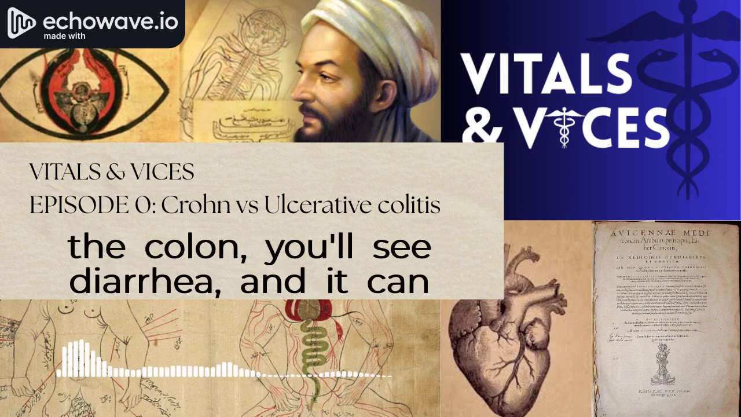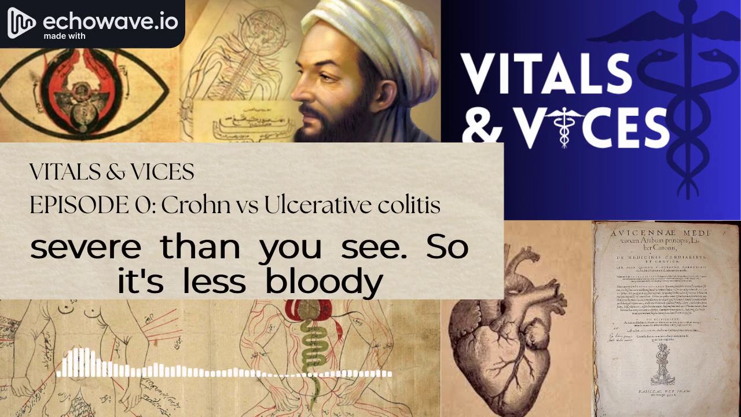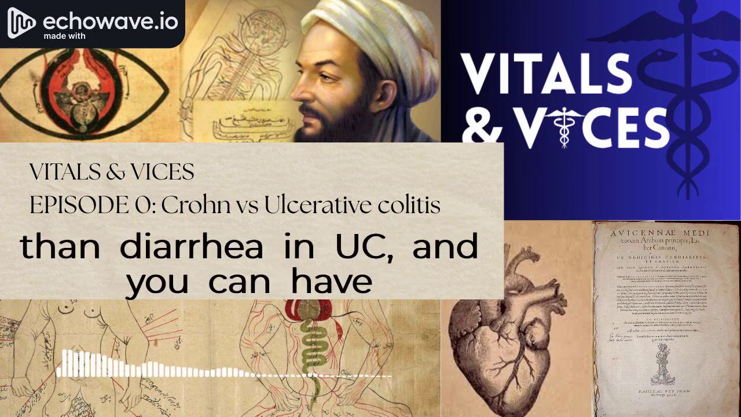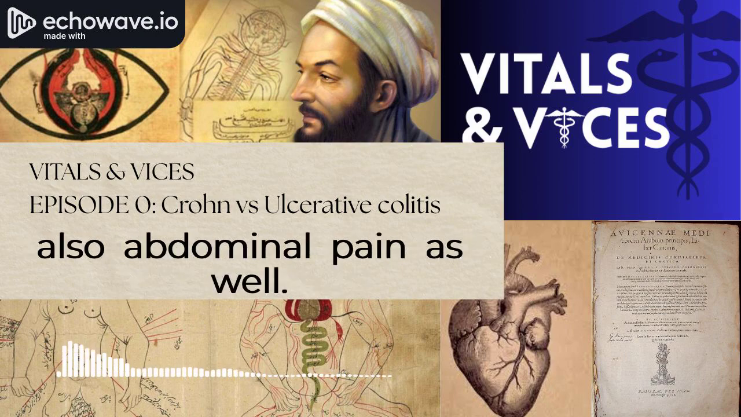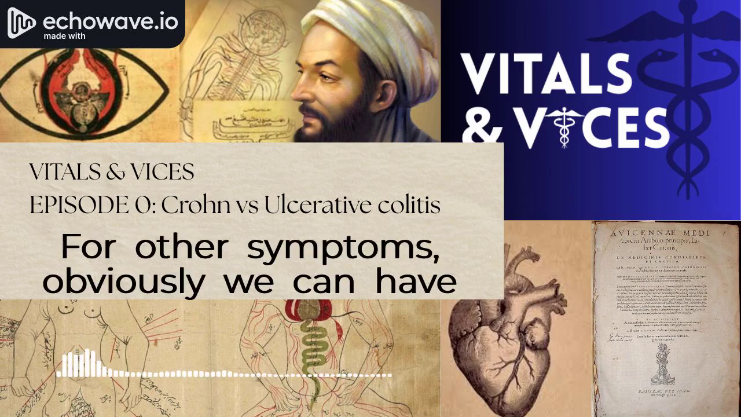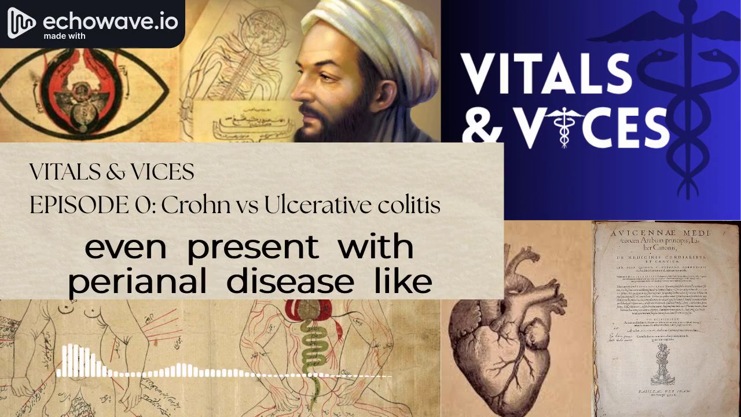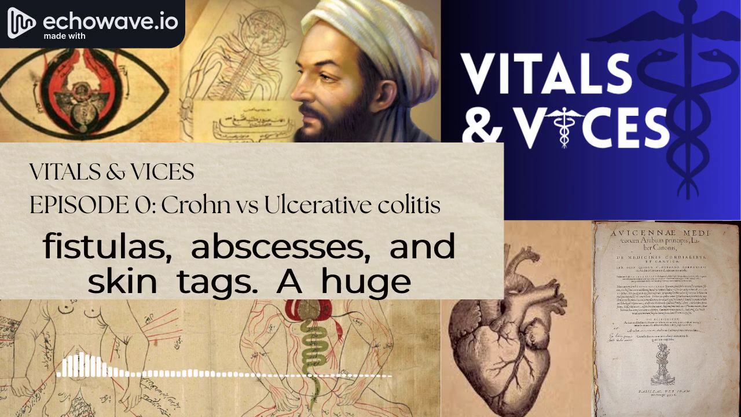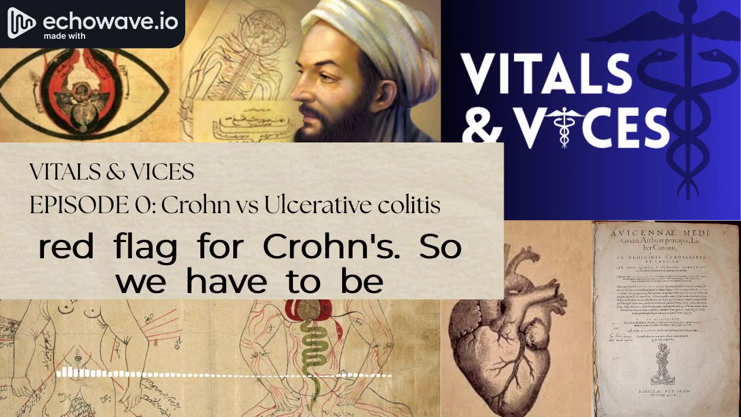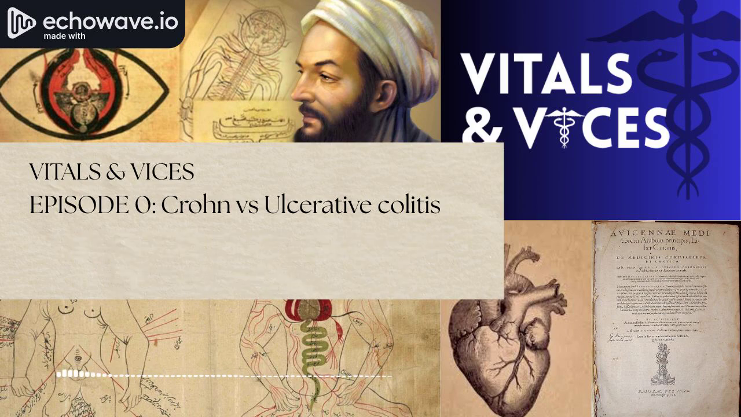If it's the colon, you'll see diarrhea, and it can also be bloody, but less common and less severe than UC. So it's less bloody than the diarrhea in UC. And you can have also abdominal pain as well. For other symptoms, obviously, we can have nausea, vomiting, fever, fatigue, and can even present with perianal disease like fistulas, abscesses, and skin tags. A huge red flag for Crohn's. So we have to be really careful, and we have to do a full examination of the patient.